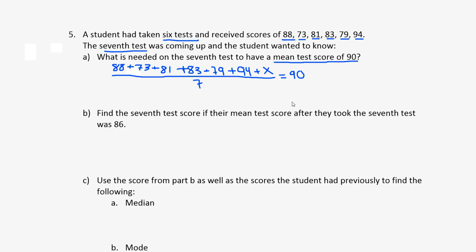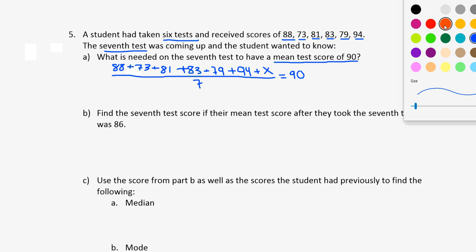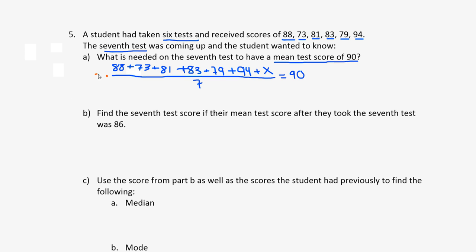So how you solve this, you are going to multiply both sides by your denominator of 7. That will cancel out the dividing by 7. 90 times 7 is 630. But I'm not going to rewrite all of these numbers over here, all this addition. I'm going to just add up all those right now. So combine all those like terms.